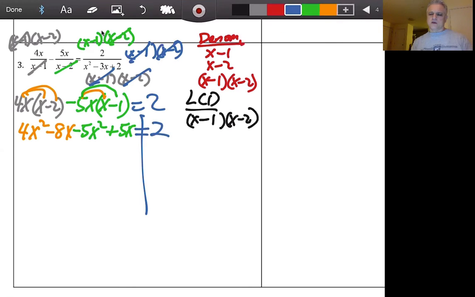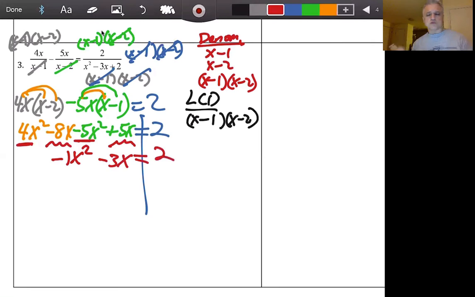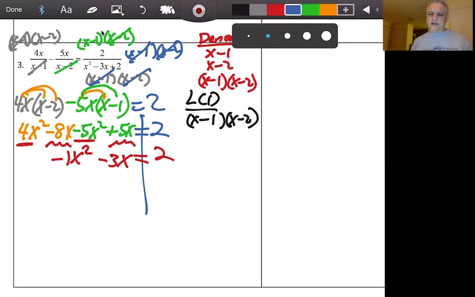Okay, combine like terms on the left side because we got some. So 4x squared minus 5x squared is negative 1x squared. If you want to just write negative x squared, that's perfectly fine. For the x terms, minus 8x plus 5x is going to give you minus 3x equals 2. All right, I want to get 0 on one side. So I'm going to put everything on the right so that I can have a nice positive a. It doesn't really matter, but I do want a positive a.